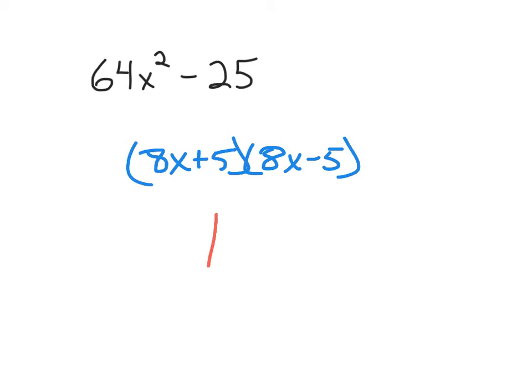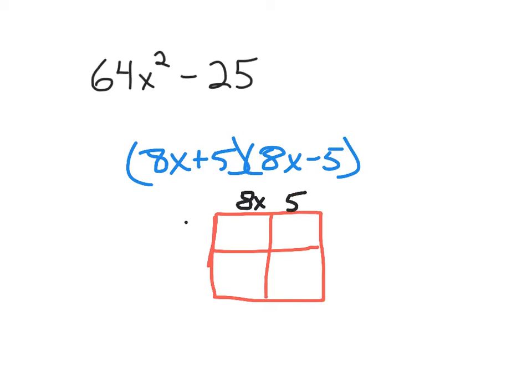So remember, we use the box method. We make a box with the 4 sections, and then we put an 8x plus 5 and an 8x minus 5 on the side. Then we're going to multiply these two terms for this answer, and then 8x and 5 for this answer. And then we'll go to negative 5 times 8x for this one, and negative 5 times positive 5 for this one. Okay, so let me go ahead and work through that.